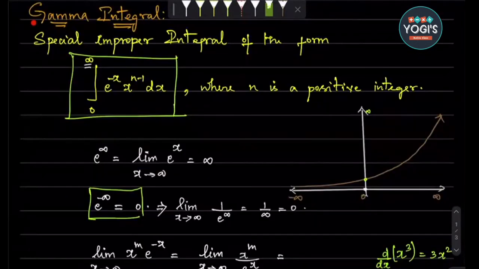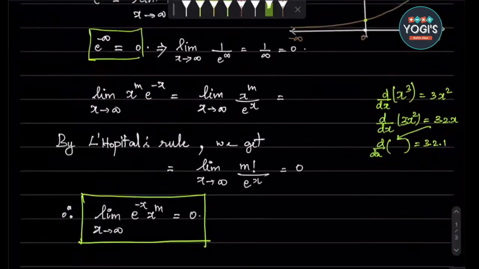So we are actually discussing the gamma integral. Gamma integral is of the form, an improper integral where you have an exponential and an algebraic function together as a product function, where you can see e power minus x is there, and according to the graph we know that e power minus infinity tends to 0, right? So I was telling you what L'Hopital rule is.